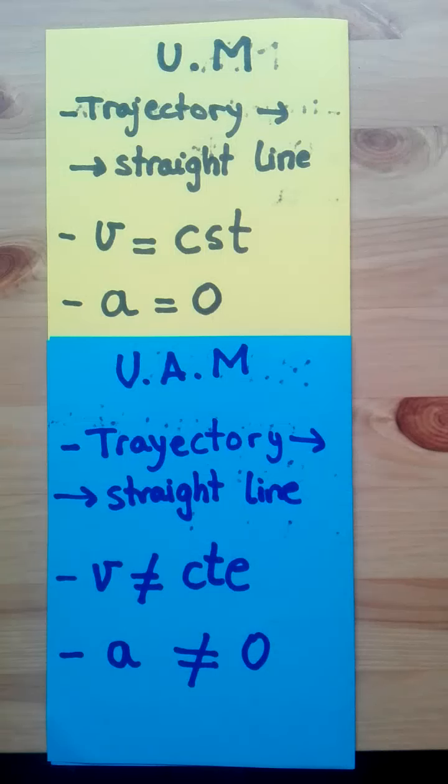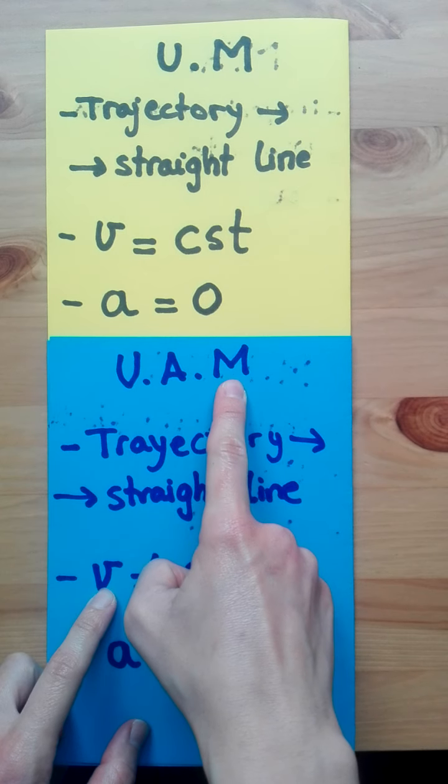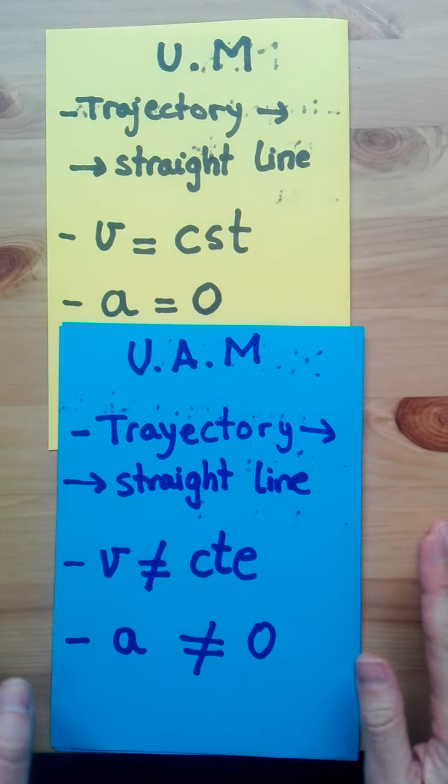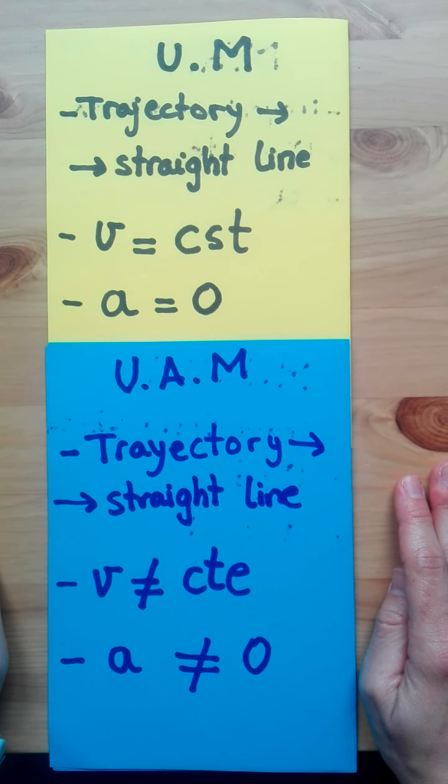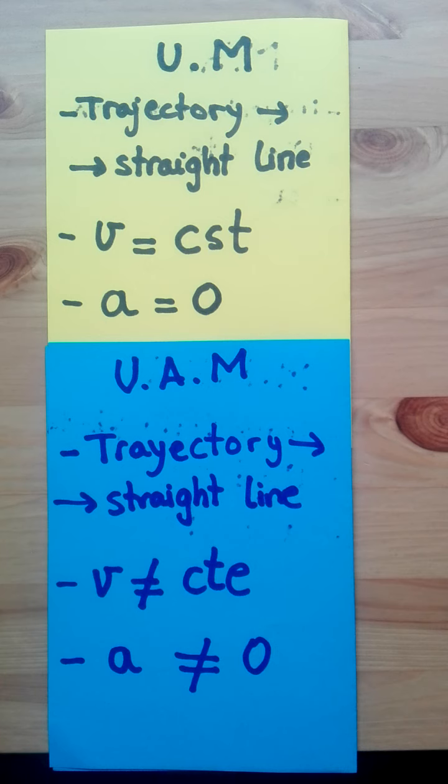Okay, so here we have the two kinds of motion we are going to study this year. The uniform motion and the uniformly accelerated motion. In both cases, the trajectory is in a straight line. But what is the difference? The difference is that in the uniform motion, we have a constant speed. The speed is always the same, while in the uniformly accelerated motion, the speed is going to be changing, okay?